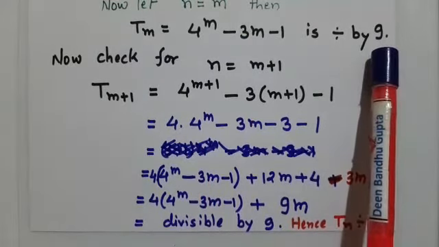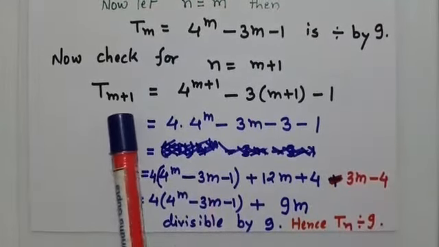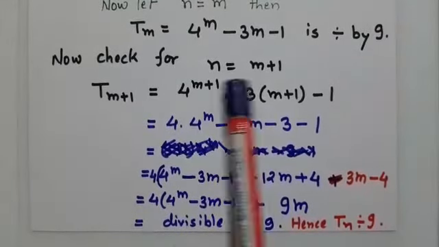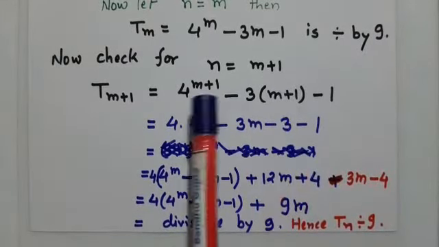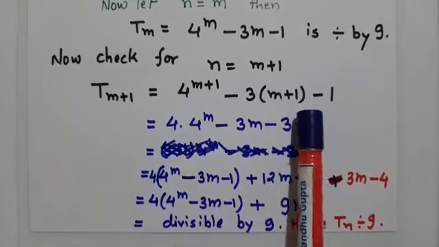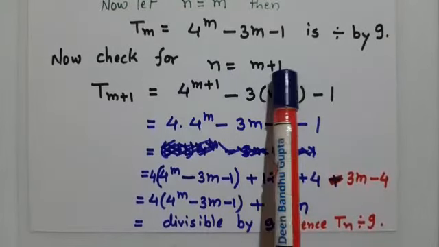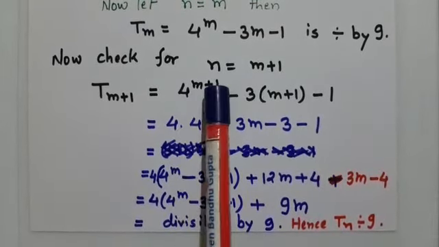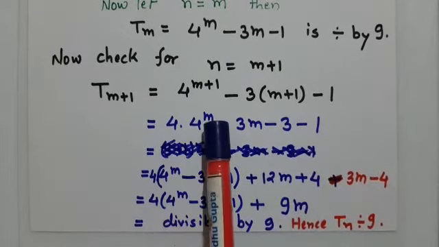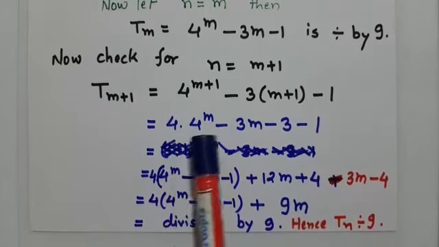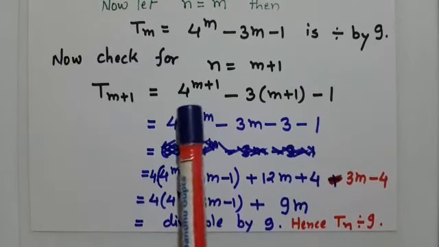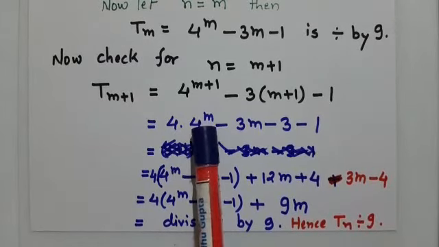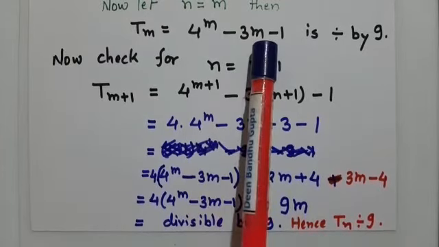Now for complete proof, we will prove that this Tm is divisible by 9. But we will prove that Tm plus 1 is divisible by 9. Now in place of n, we will put m plus 1. Now this 4 to the power m plus 1 can be written as 4 into 4 to the power m. Now this 4 to the power m we will manage like this.